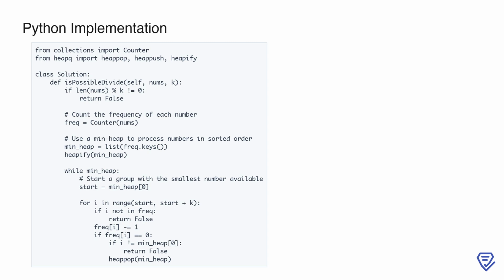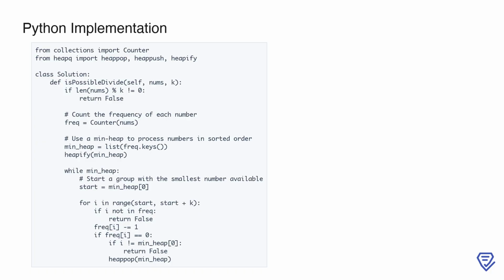Next, we use Counter to calculate the frequency of each number in the array and store these frequencies in a dictionary-like structure. To process the numbers in sorted order, we convert the keys of this frequency dictionary into a list and use heapify to transform it into a min-heap. This allows us to efficiently retrieve the smallest number as we form groups. Then, we enter a loop that continues until the heap is empty.